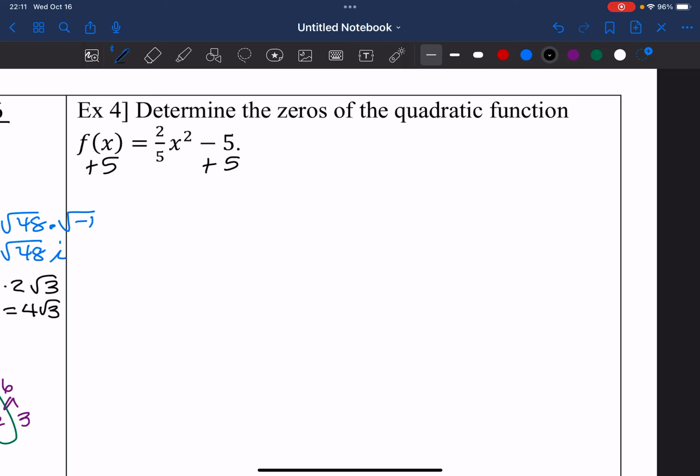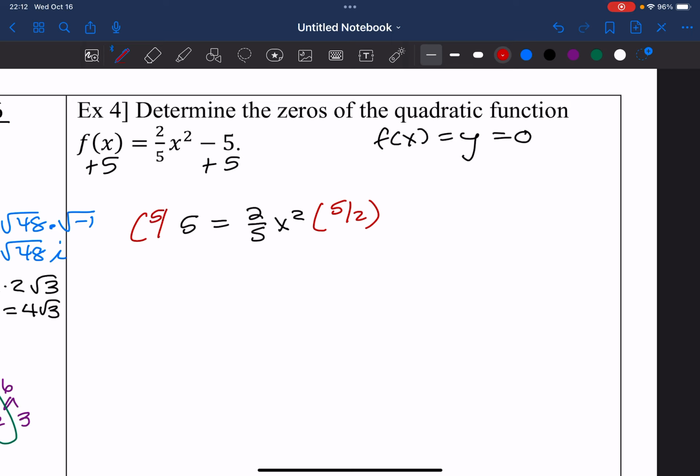And we know that that f of x value, which is the same as saying y, is going to be 0, because if we're finding the zeros, that means we're crossing the x-axis. And when we cross the x-axis, y is equal to 0. So that means I'm left with 5 is equal to 2/5 x squared. In order to get rid of that 2/5, I'm going to multiply by the reciprocal 5/2 on both sides, which means I have 25/2 is equal to x squared.